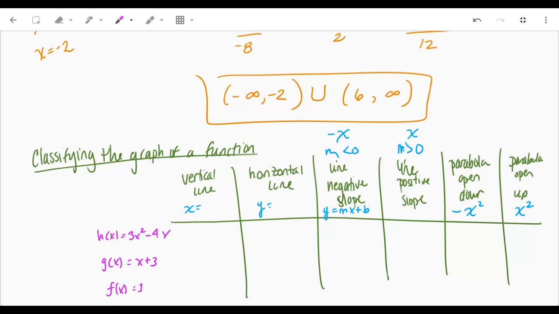All right, so these should be pretty straightforward. H of x, we have an x squared in it with a positive coefficient. That's a parabola that opens up. Okay, g of x, that's a line, right? y equals mx plus b. The x is positive, so we have a line with a positive slope. And f of x equals 1. Remember, f of x is just the same as saying y equals 1. So that's a horizontal line. Okay, and that's it for those.